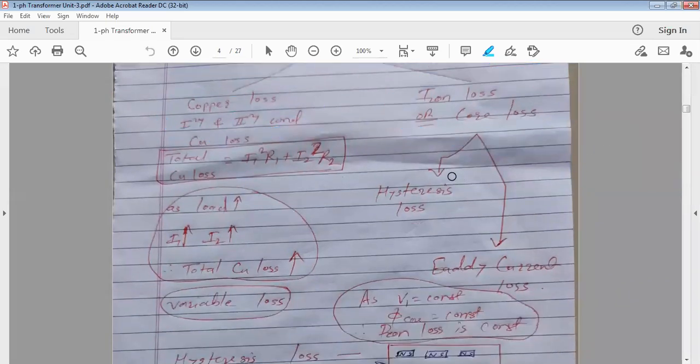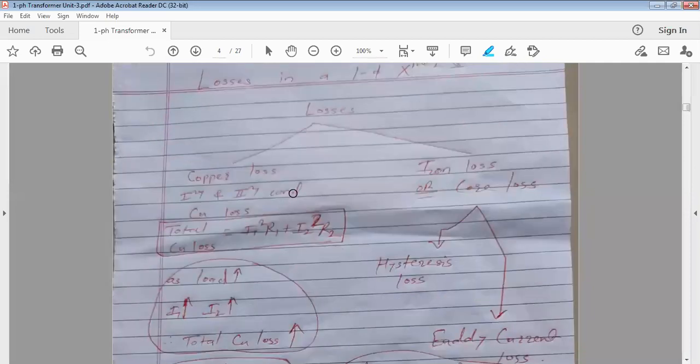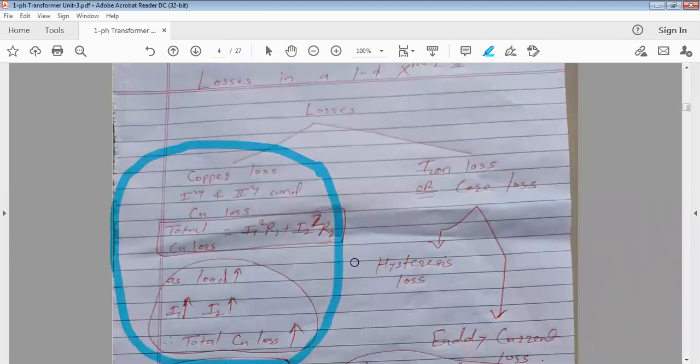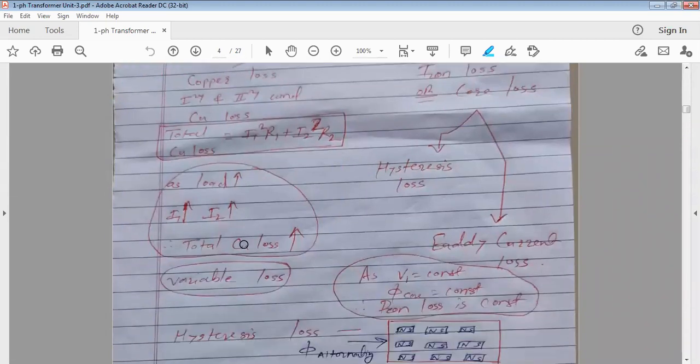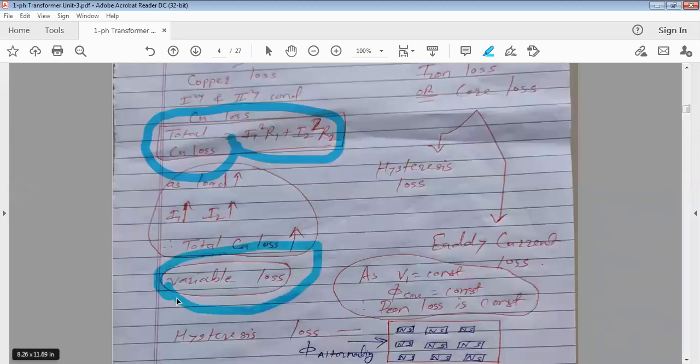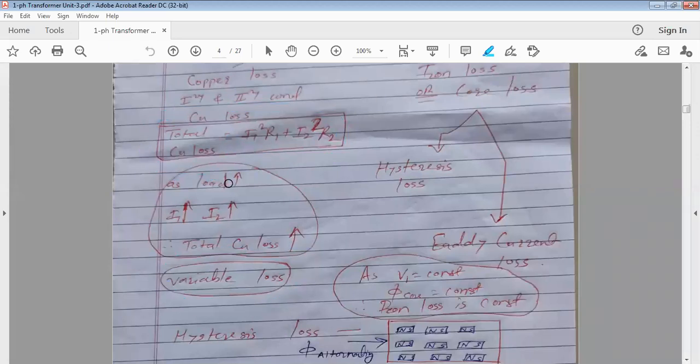Okay. MCQ question: which one is constant loss, which one is variable loss? So which one is variable loss? Copper loss, because as you increase the load, I1 and I2 increase, that's why I1 square R1 plus I2 square R2 will increase. The same happens when you decrease the load, in reverse, and that's why copper loss is called variable loss. How can you minimize it? By making transformer windings of copper.